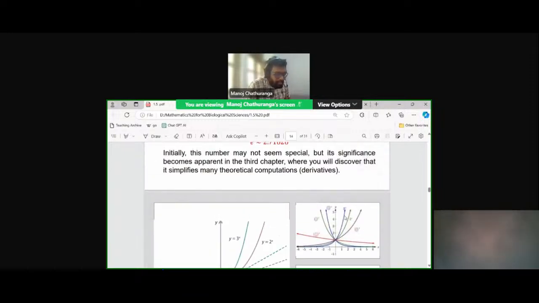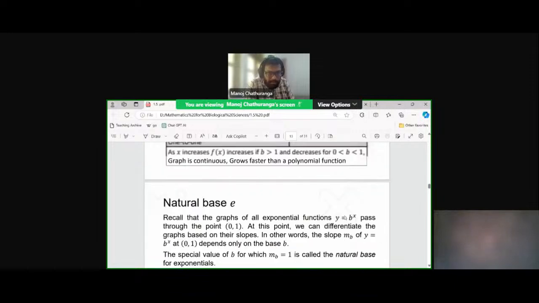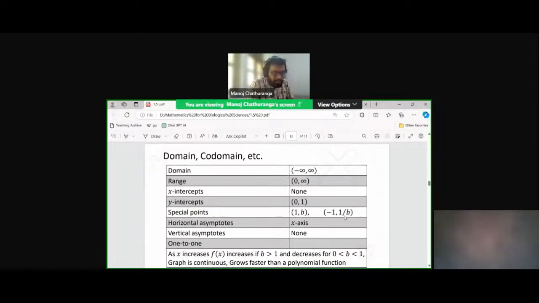So that's pretty much all we need to know about exponential functions at this level. We need to know them as functions. So as functions, we need to know the domain, range, intercepts, if there are any special points, if it is one-to-one or not, and how the graph looks.